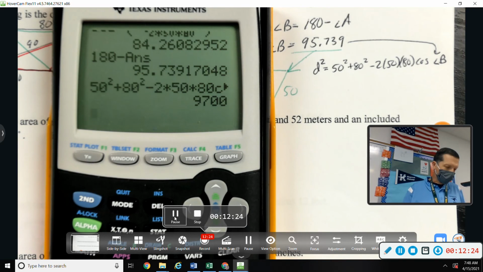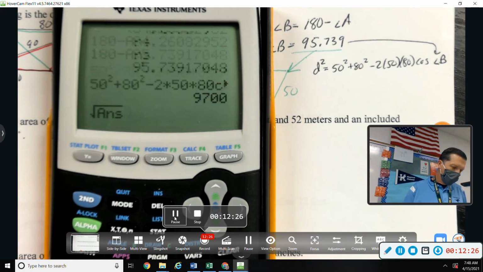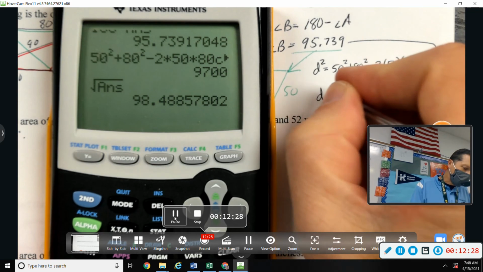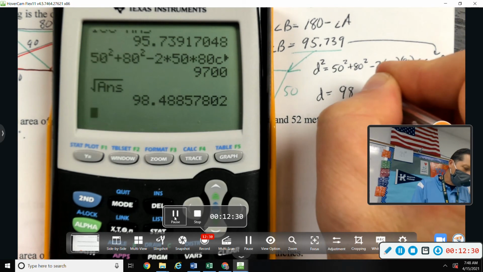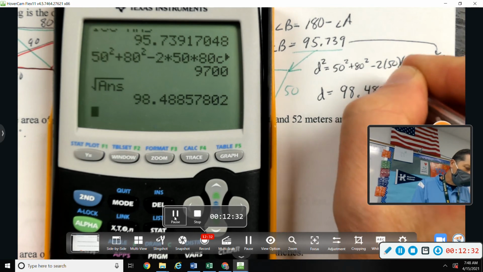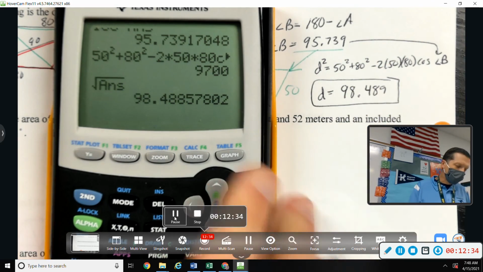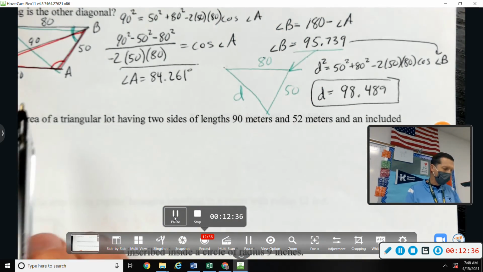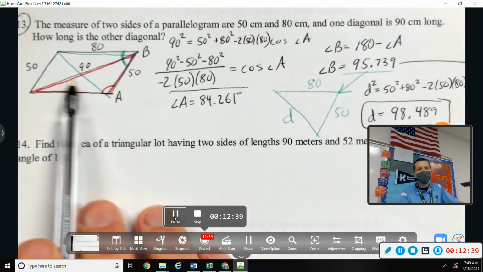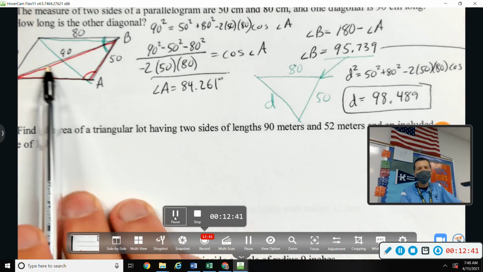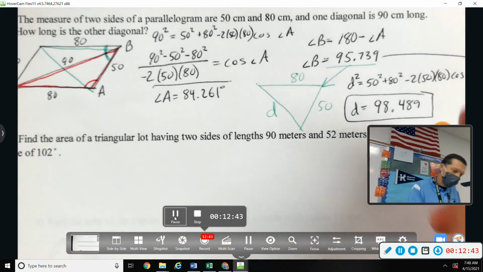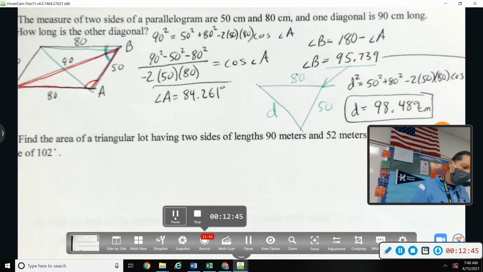I forgot to square root it. I've tried to make that mistake intentionally a few times because it is one of the more common mistakes. And if you're paying attention, you'll figure it out. Because look at your picture. 9,700 for the length of the other diagonal does not make sense. 98 makes more sense. And the unit was centimeters.